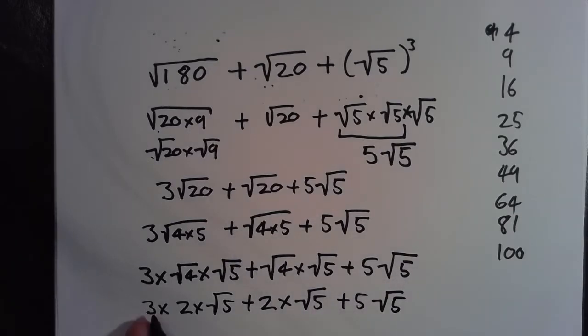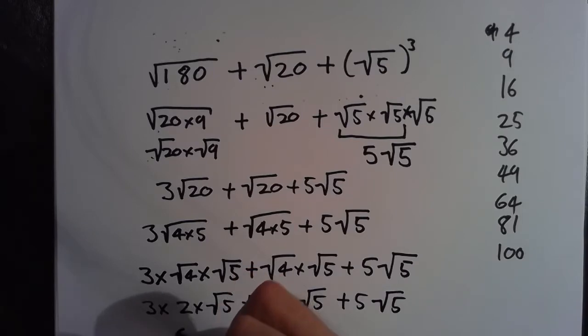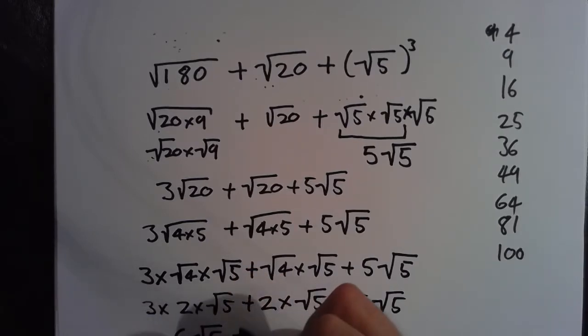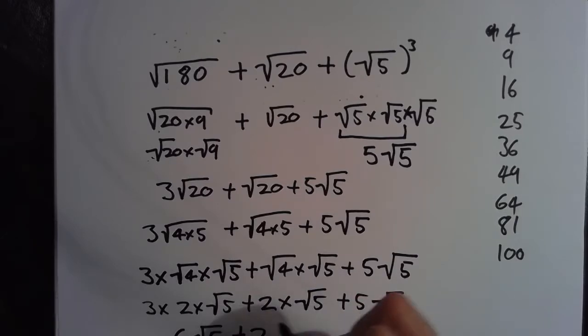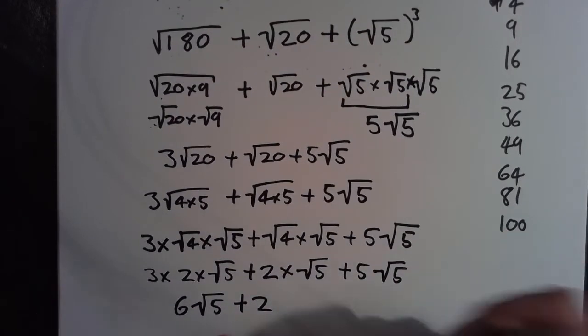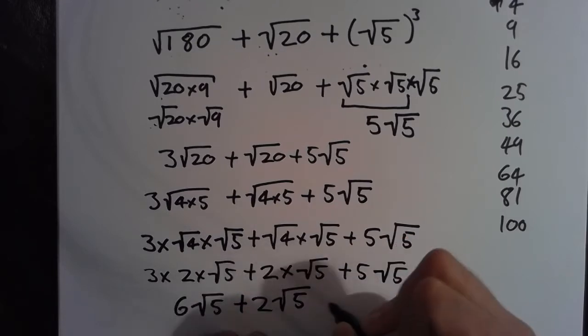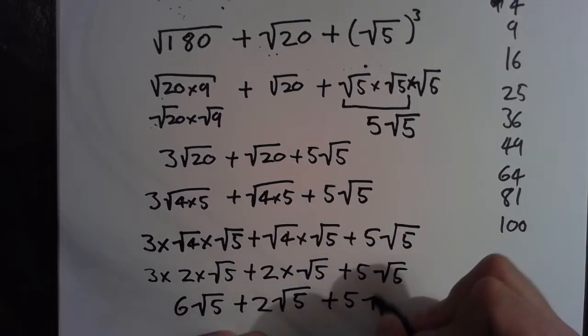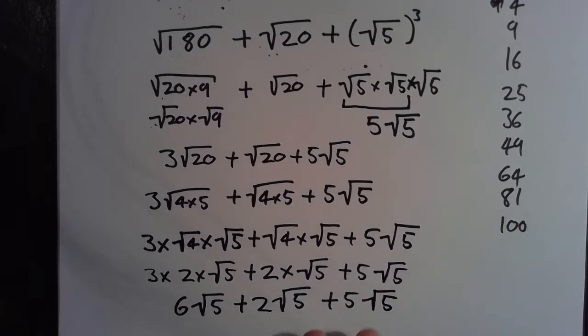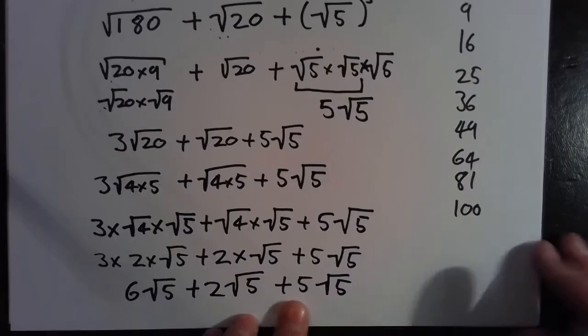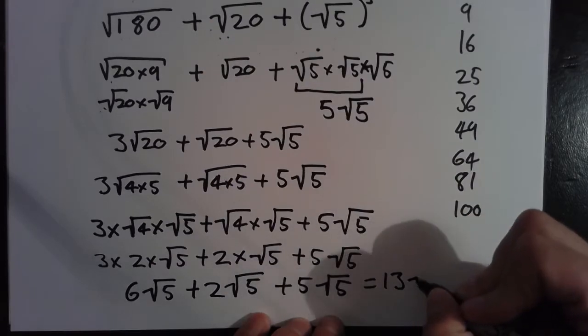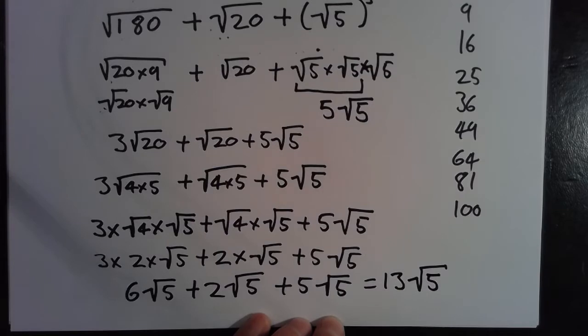So let's write that all out. Let's multiply these bits together. So 3 times 2 is of course 6 square root 5, plus 2 square root 5, plus 5 square root 5. So now I've got lots of things and they're all in the square root of 5, and I just need to add up all these numbers that come before my square roots to work out how many square root of 5s I have altogether. So I have 6 plus 2, which is 8, plus 5, which is 13. So my answer is 13 square root 5.